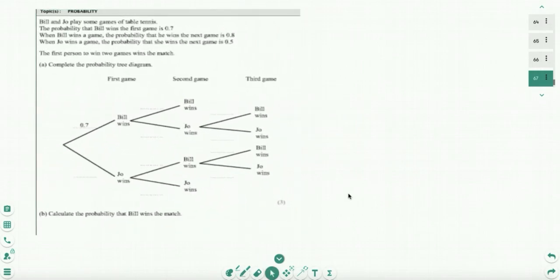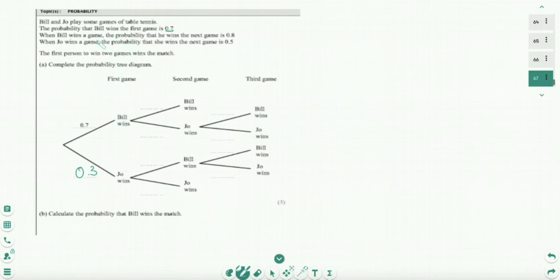Bill and Joe play some games of table tennis. The probability that Bill wins the first game is 0.7. When Bill wins a game, the probability that he wins the next game is 0.8. When Joe wins a game, the probability that she wins the next game is 0.5. The first person to win 2 games wins the match. Complete the probability tree diagram. So, I know in the first game, the chance Bill wins is 0.7. So the probability that Joe wins must be 0.3. Because 0.7 plus 0.3 is 1 whole.